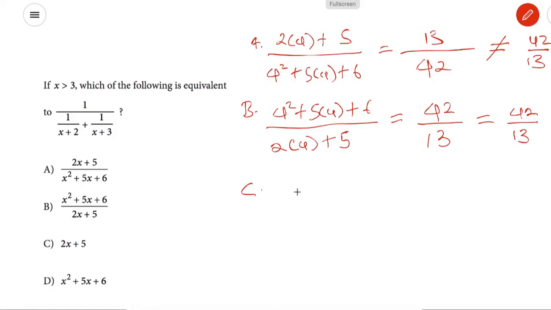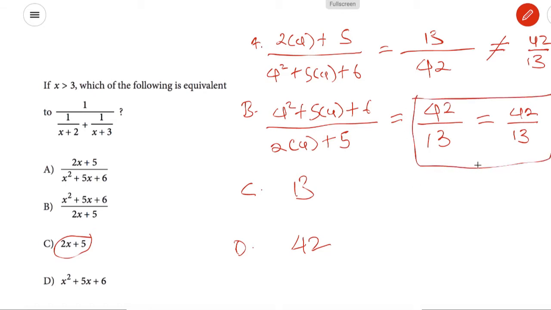Now, at this point, we already know from plugging in 4 for the other ones that 2x plus 5, when you plug in 4, always gives you 13. So C is 13, and D, which is going to be x squared plus 5x plus 6, is 42. So only B actually gives us 42 over 13, and that way we know that the right answer is 42 over 13, which makes B the right answer.